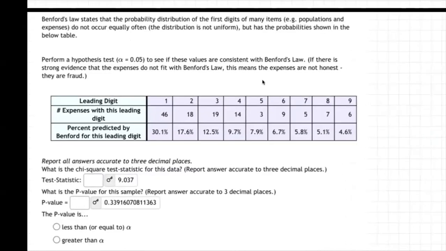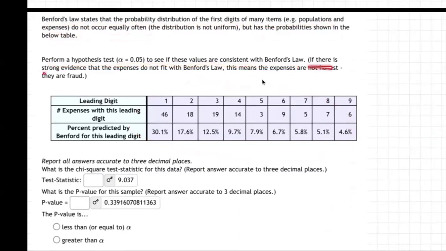Okay, so on this one, Benford's law states that the probability distribution of the first digits of many items, populations, expenses, etc., do not occur equally often. The distribution is not uniform, but has the probabilities shown in this table. Perform a hypothesis test, alpha 0.05, to see if these values are consistent with Benford's law.